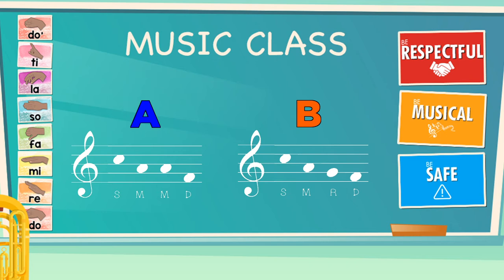The answer for that one is pattern B. The difference was instead of pattern A having 2 me's in the middle, pattern B had a me, then a re in the middle.